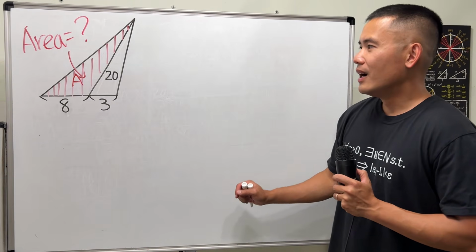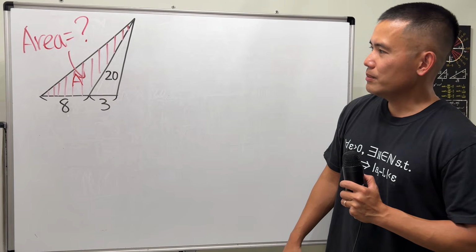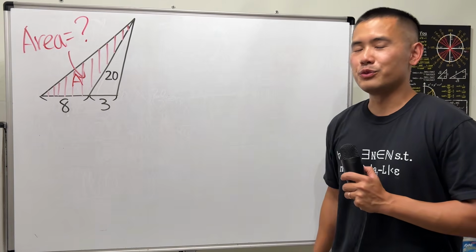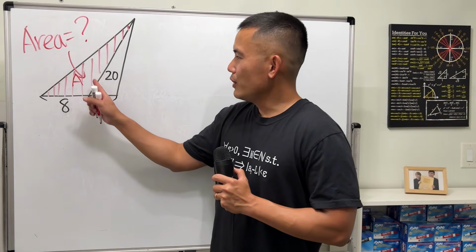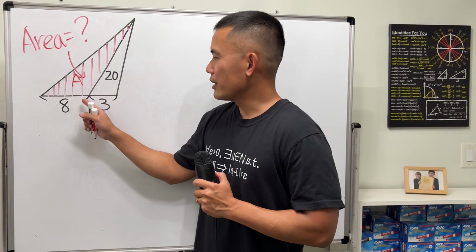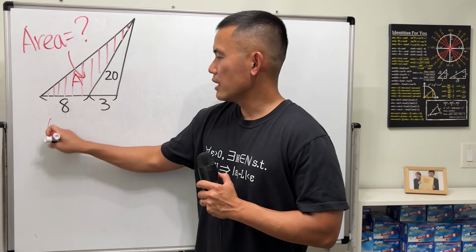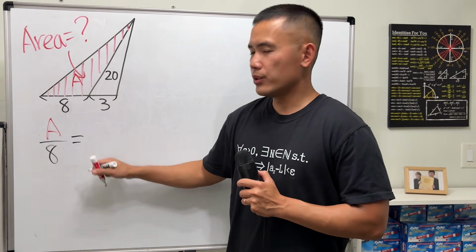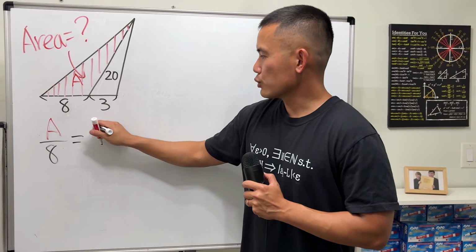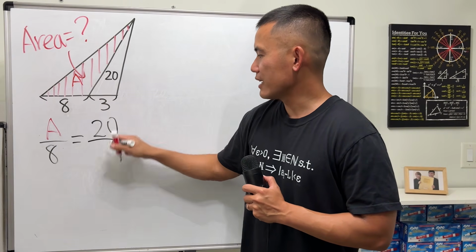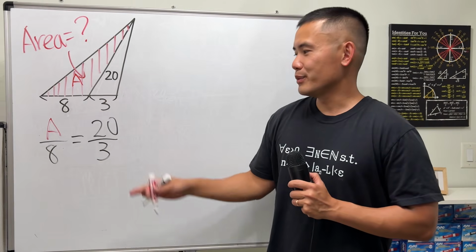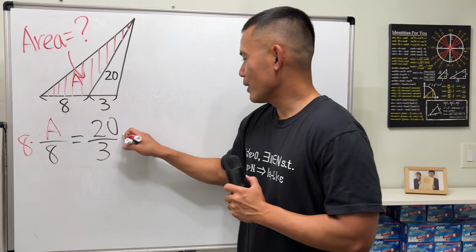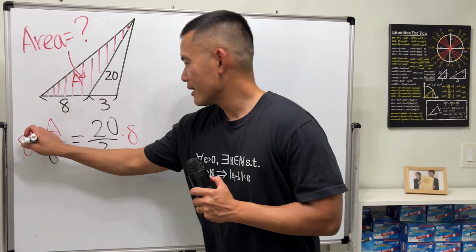Done? Okay, at first you might be wondering how do we start, but seriously, here's the result that we need. If you have the area and the side right here, you can set a proportion A over the side 8 that is equal to this area, which is 20, over this side, which is 3. Yeah, and then we solve it from here. Seriously, it works. Let's solve it first, and then we'll give you guys a proof why.